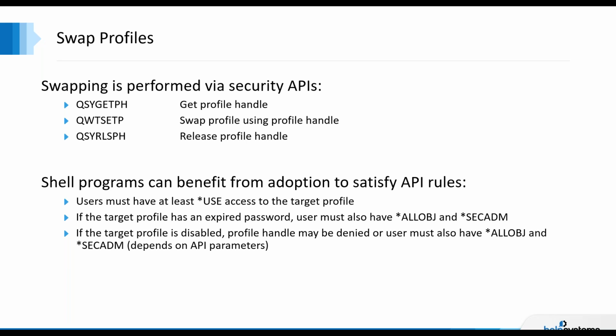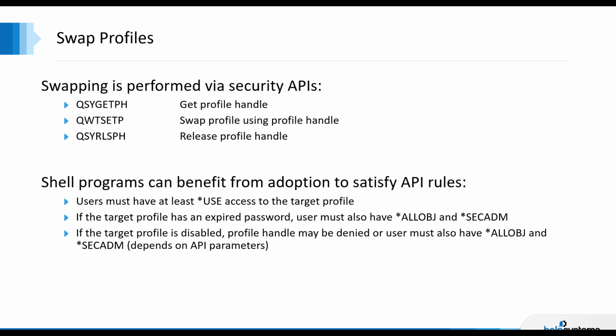This tends to be a bit of a showstopper because we see things like users needing to have use permission to the profile they're swapping to. Well, we certainly don't want to set up public permissions on the QSECOFR user profile. So how do I do this without creating a bigger security issue than I'm fixing? Well, I suggest people use adoption. And adoption will allow a shell program that is using these APIs to elevate the privileges of the calling user.